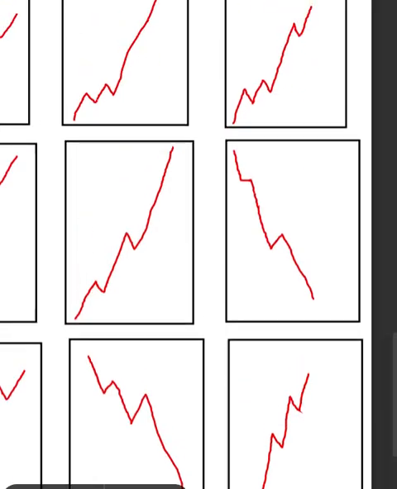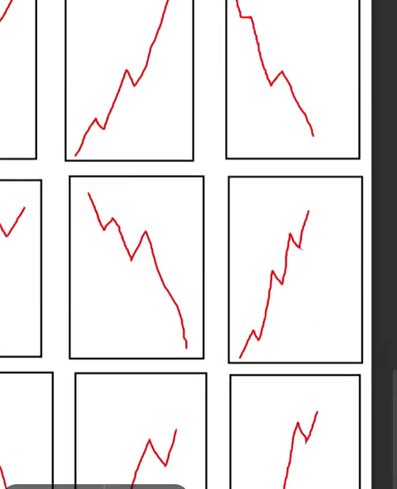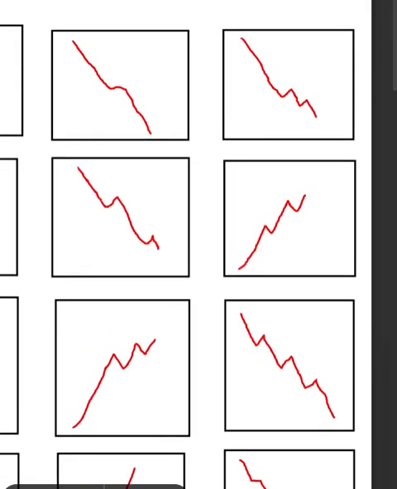So what we do, we look for the patterns on the different markets on the different time frames, okay? And all you're trying to do is match the picture to the current market.